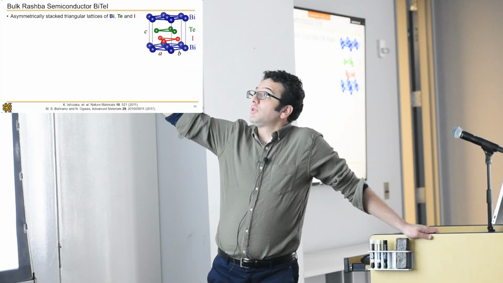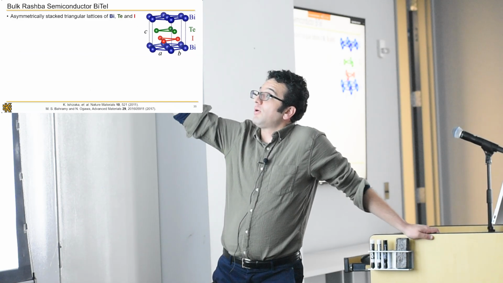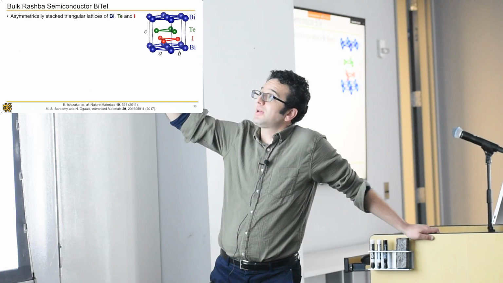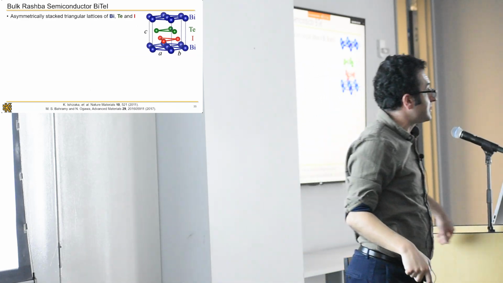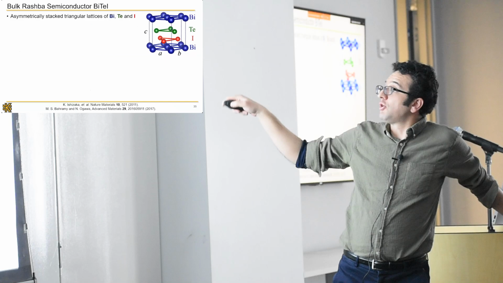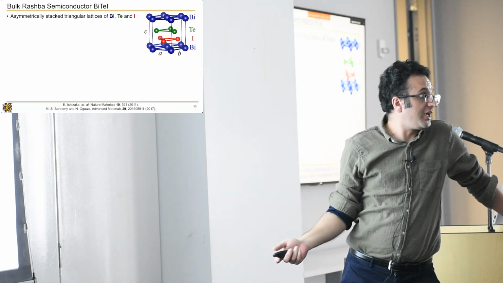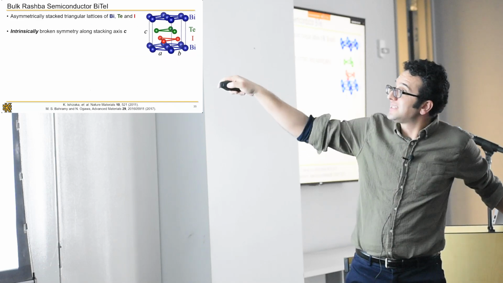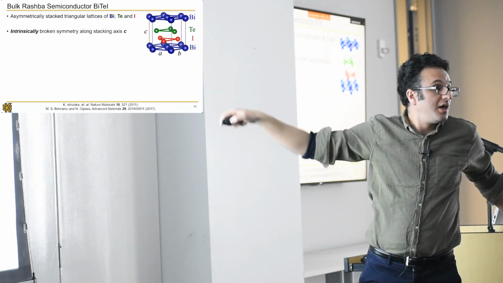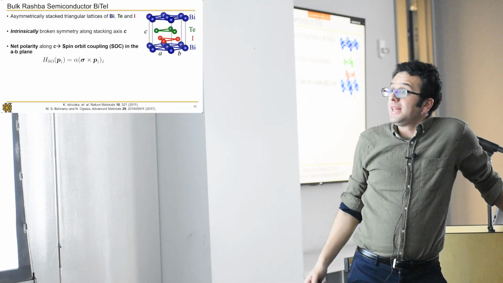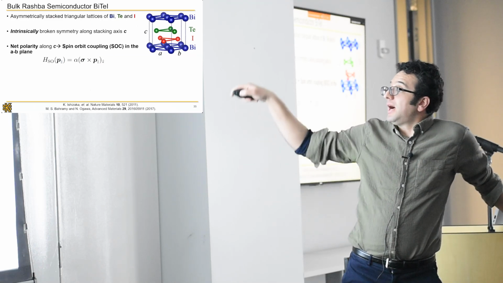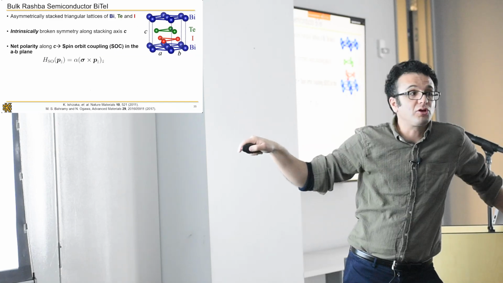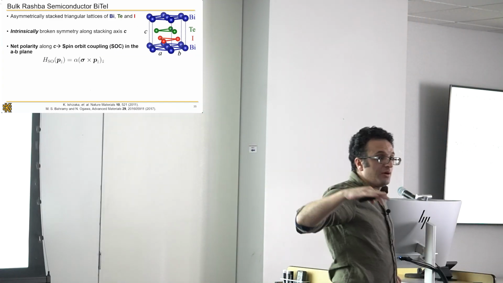So for this, I'm going to use this material, which is bismuth telluride iodide, and as you can notice, these are asymmetrically stacked triangular lattices. Now, if you flip this top to bottom, you will not recover it again. That means that this has an intrinsically broken symmetry along the C-axis, basically along this axis. I don't have a symmetry. And that means that I have a net polarity along this axis, and that causes the appearance of a spin-orbit coupling in the plane. Okay?